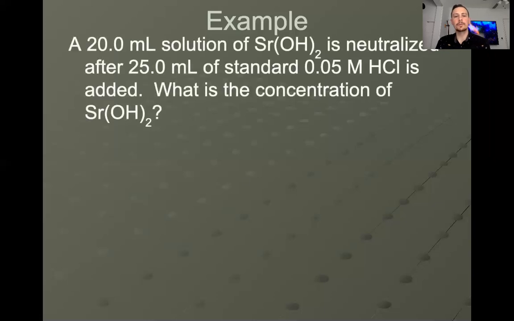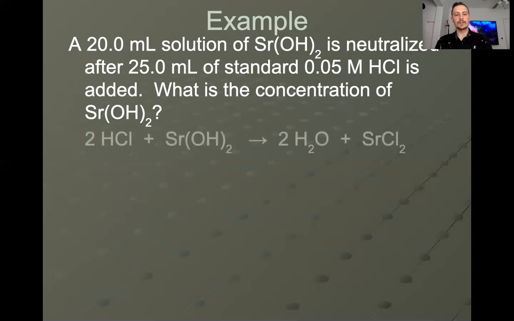So we can do an example. If we have 20 milliliters of strontium hydroxide and it is neutralized after 25 milliliters of standard 0.05 molar hydrochloric acid is added, what is the concentration of strontium hydroxide? So our balanced equation would look like this, right? We have hydrochloric acid, strontium hydroxide produces water and strontium chloride.